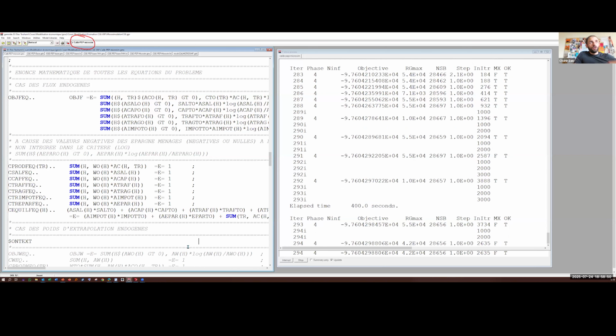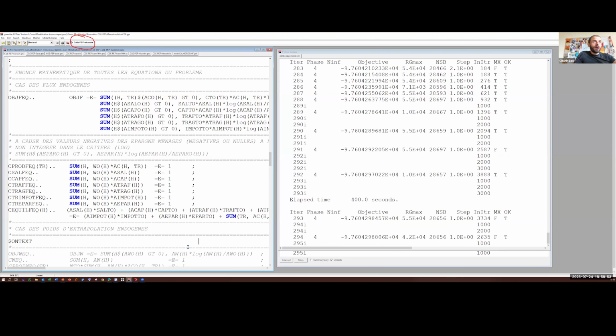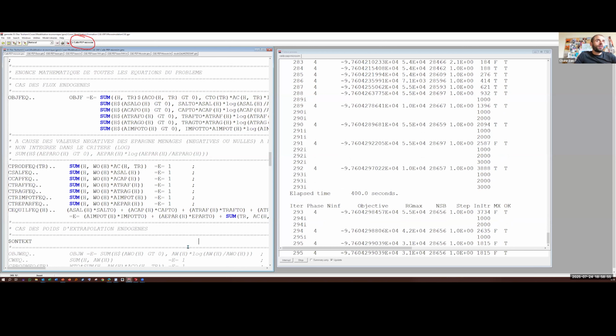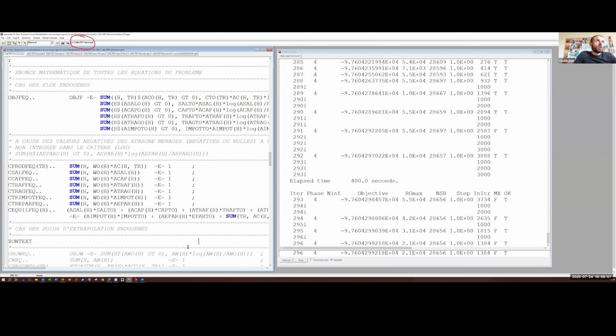Because it's running for all at the macro and the micro level. Now we have the micro data that is embedded in the CGE model.